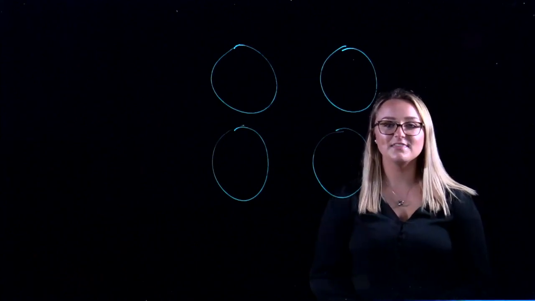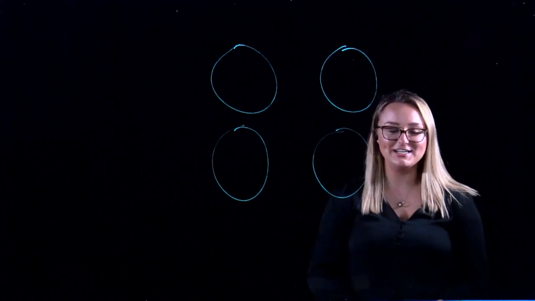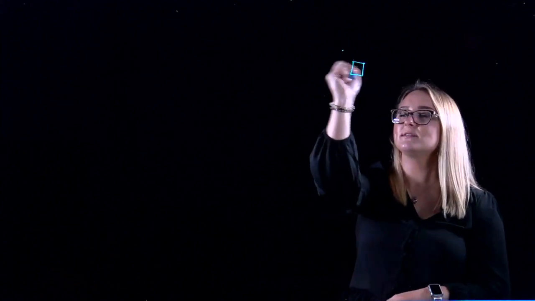Without counting, can you tell me how many circles there are here? That's right, there's 4 circles. Great job. Now let's look at the number 12. If we use base 10 blocks to count the number 12, we start out with 12 ones.